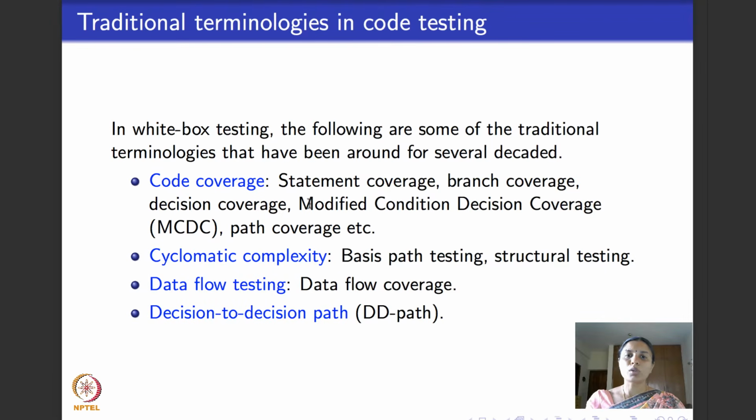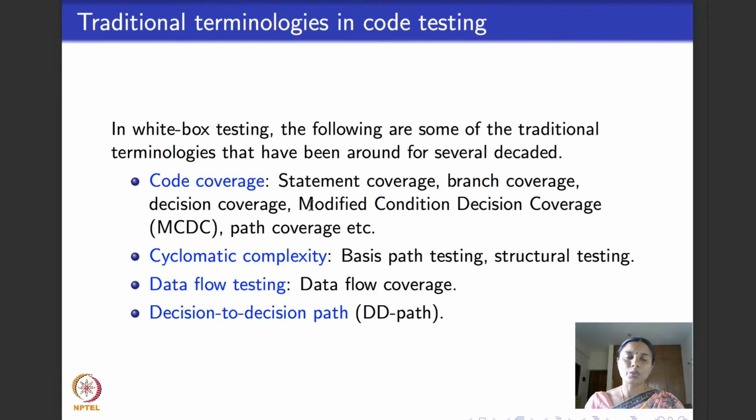Or you could do what is called modified condition decision coverage, MCDC, or you could do what is called path coverage. Things like decision coverage and MCDC are very popular terms that are used to test what are called safety critical software. So, we will see what these are and how they relate to the coverage criteria that we have looked at till now.